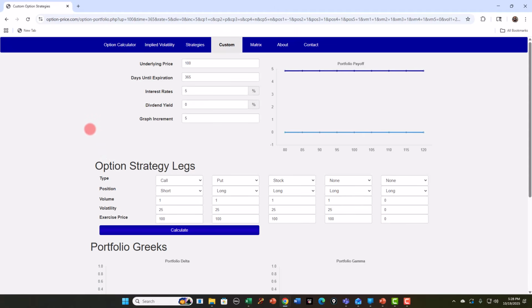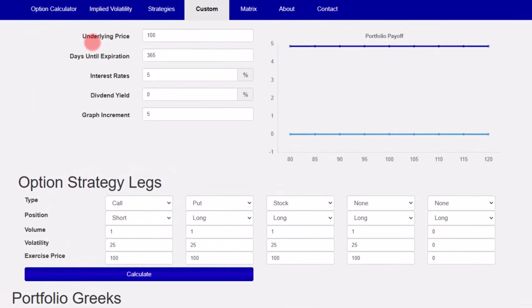All right, so this is a pricing model that I've been using recently. You can find it at option-price.com. And one of the things I really like about it, if you look at this tab up here, it says custom. So you can do things like implied volatilities, strategies, you can create your own matrix. Really a very cool pricing model. But let's put the stock at 100, days to expiration 365, again, just to make the math easy. Interest rates 5%, we'll keep dividends out of it.